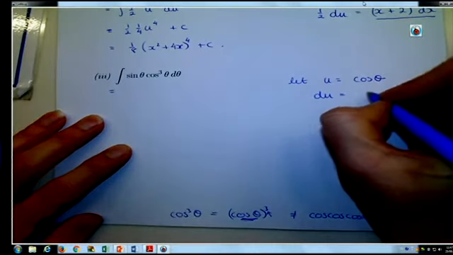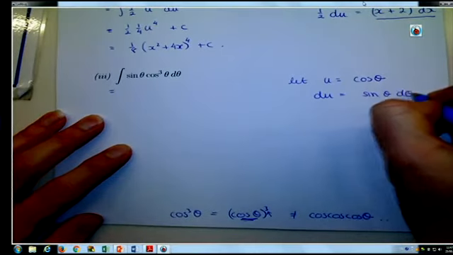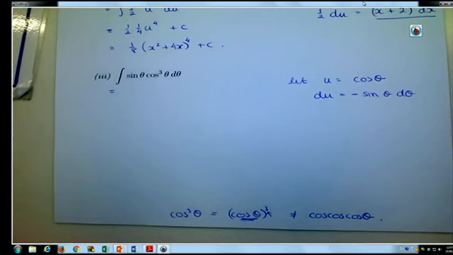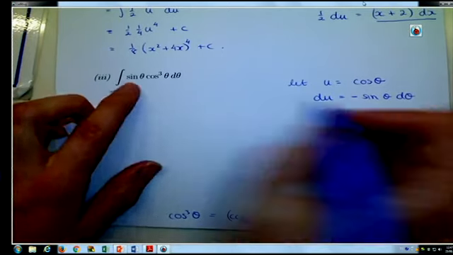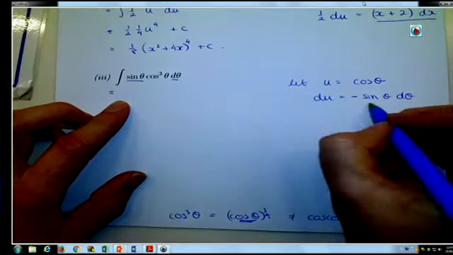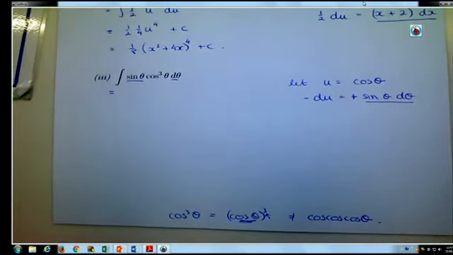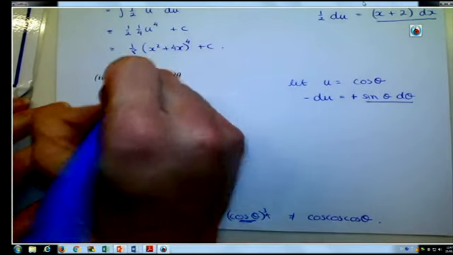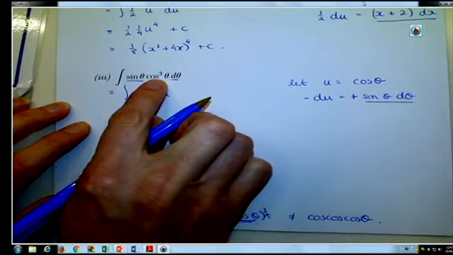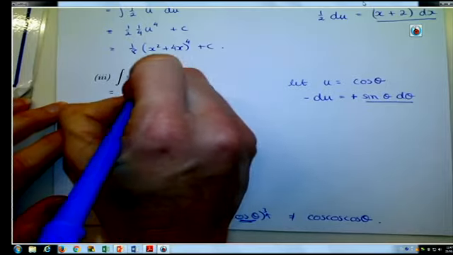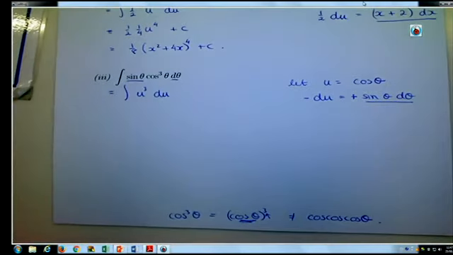du equals sine theta d theta, but with a minus sign. Okay? So don't worry if the constants or the signs are wrong, you can fix them up so long as the functional form is correct. Now, here I've got sine theta d theta, but I don't want the minus, so I'll stick it on the other side. So these two here are going to get replaced by a du, and this cos theta is going to get replaced by a u. And the outside function is a cube.